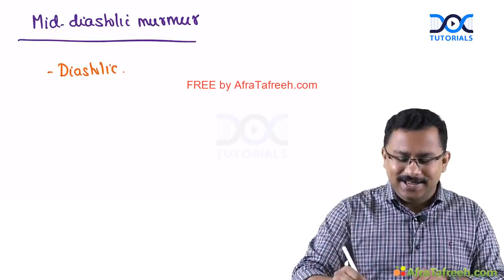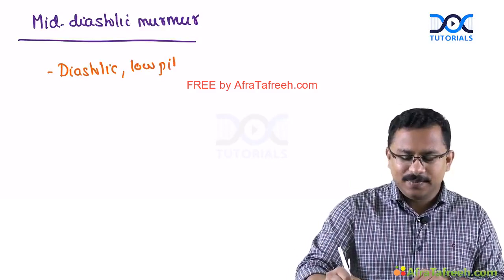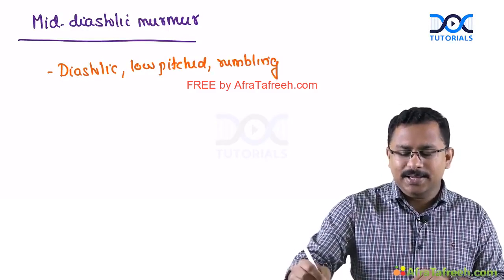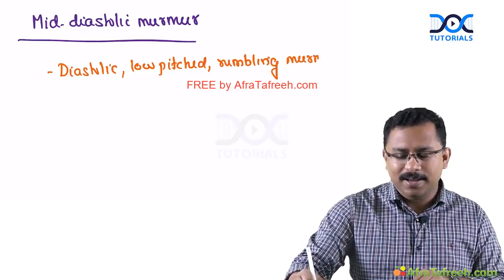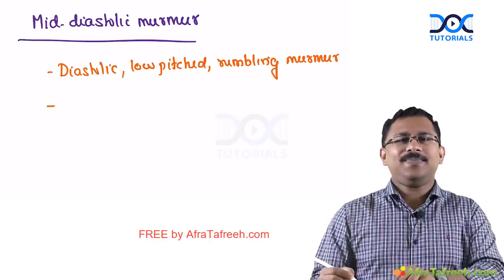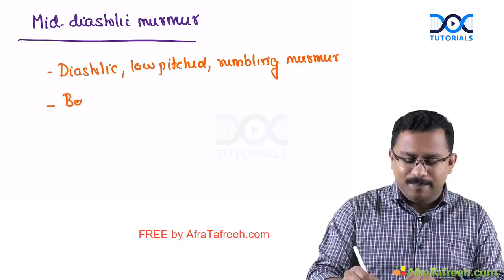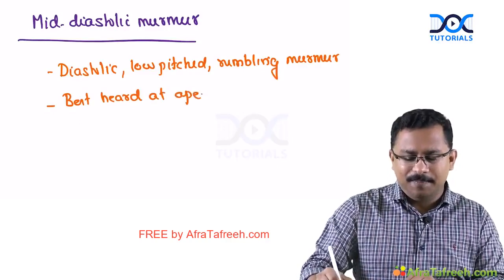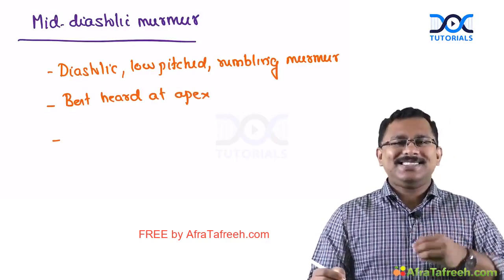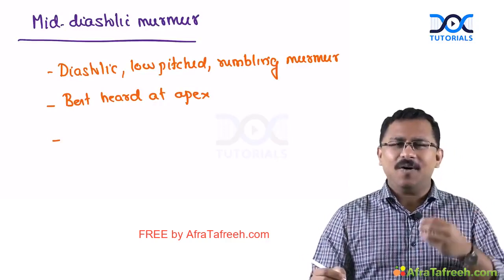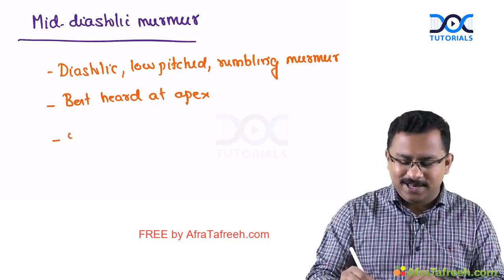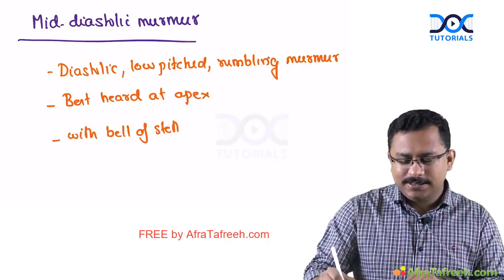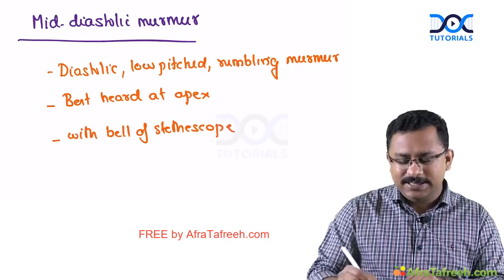So it is a diastolic, low-pitched, rumbling murmur. And this is best heard at the apex. Is this better heard with the diaphragm or the bell of the stethoscope? This is best heard with the bell of the stethoscope.